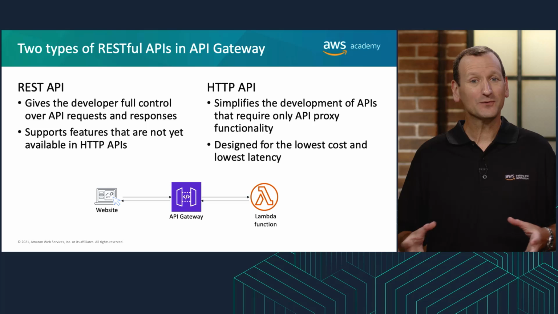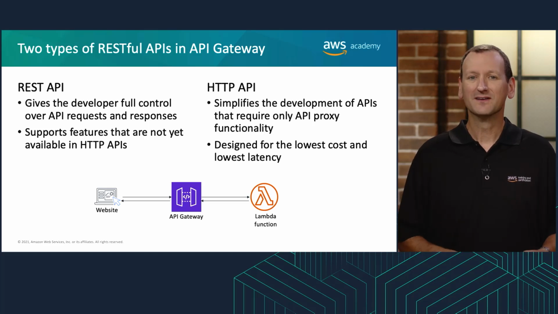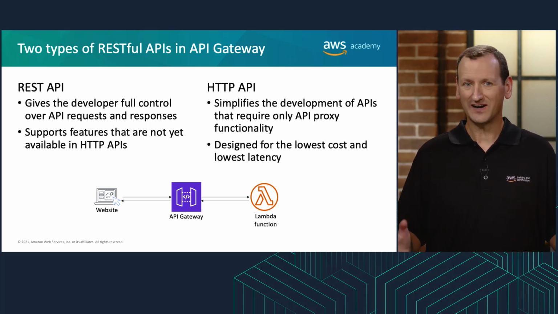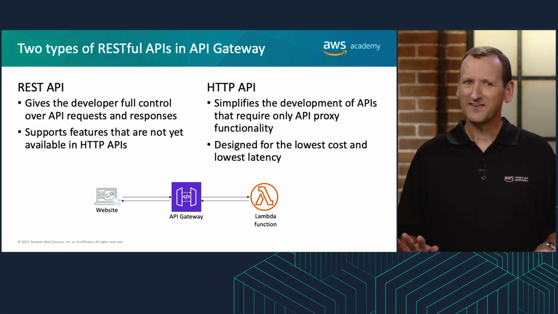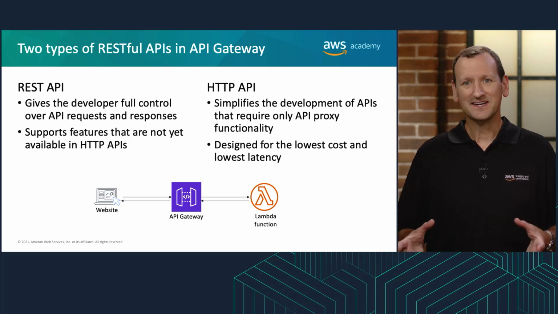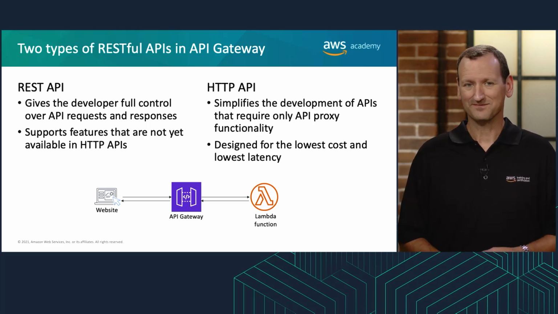You can manipulate the requests that come in and go out, have fine-grained control over highly customized authentication options, and can set up mock endpoints. You might find that you don't need all of those features. For example, you might only need a proxy in front of a Lambda function.